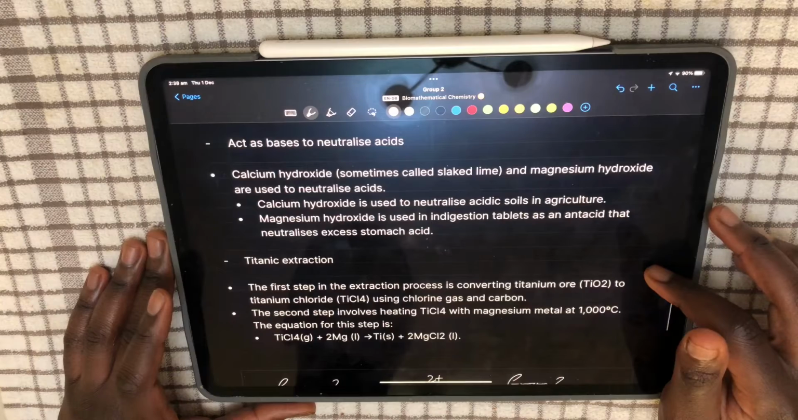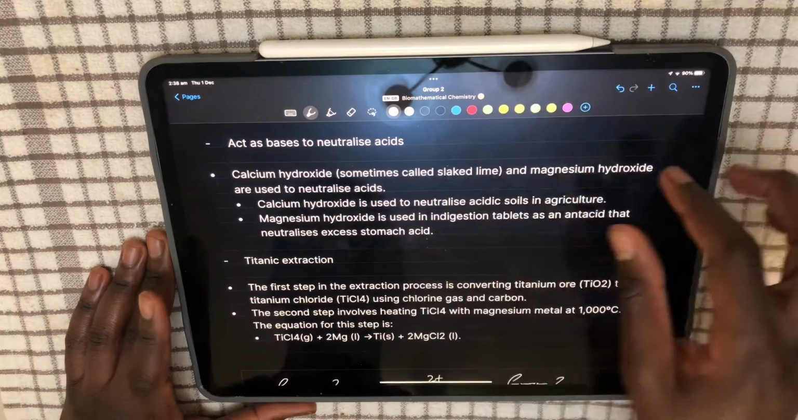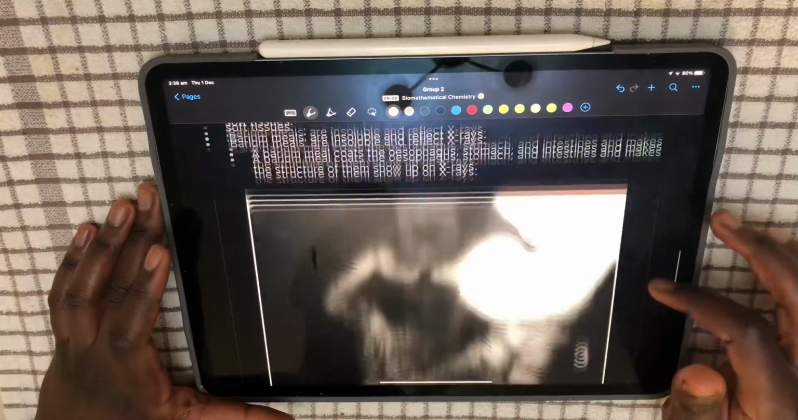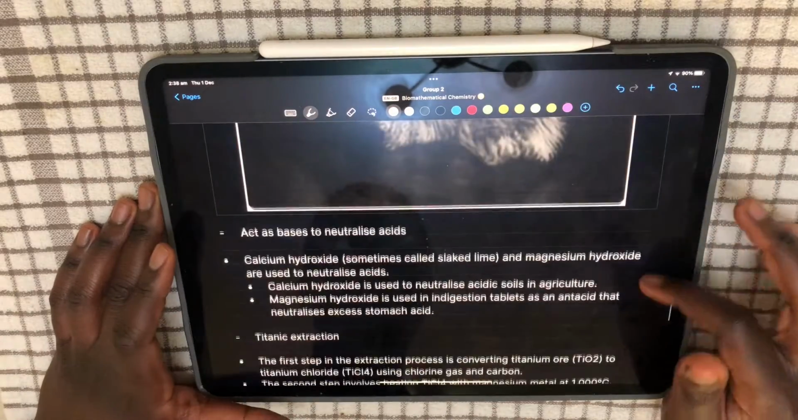Group 2 compounds, one of their uses is that they can act as bases. So this is another example you need to know. One of them was this one. Obviously, the other one was wet scrubbing, but yeah, in healthcare, in industry, and they also act as bases.